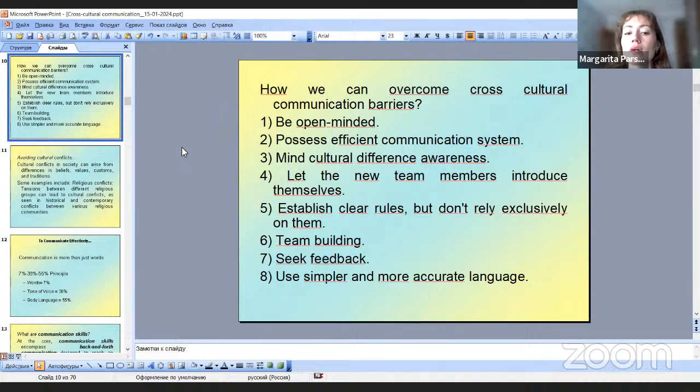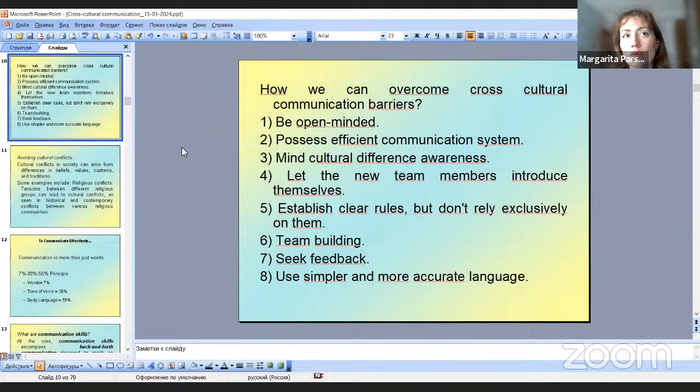Also, the last one on the slide, use simpler and more accurate language. Of course, we understand that we are not speaking our native language, and when we're dealing with cross-cultural communication, almost every person is from a different country. Even if there are members from England or the United States, for example, who are native English speakers, of course, they must also choose accurate language and be understandable.